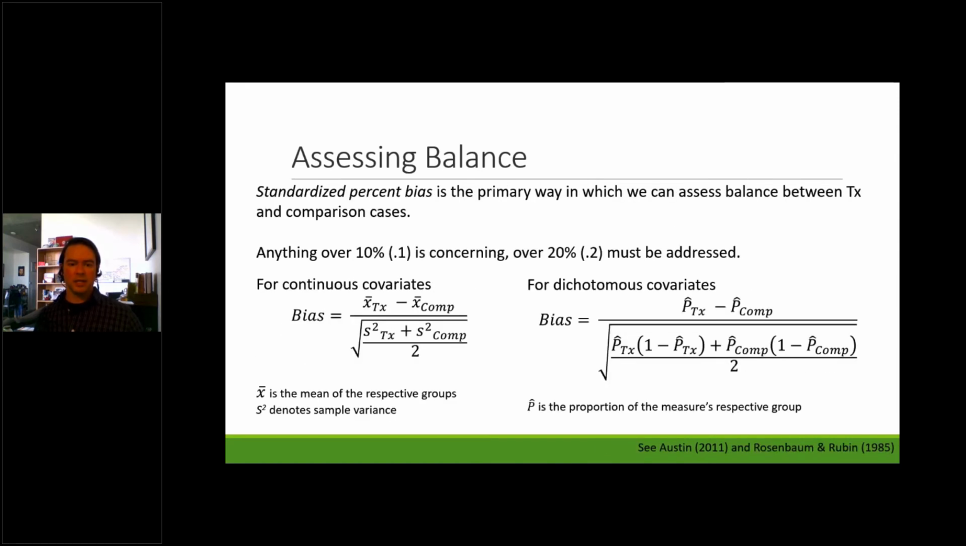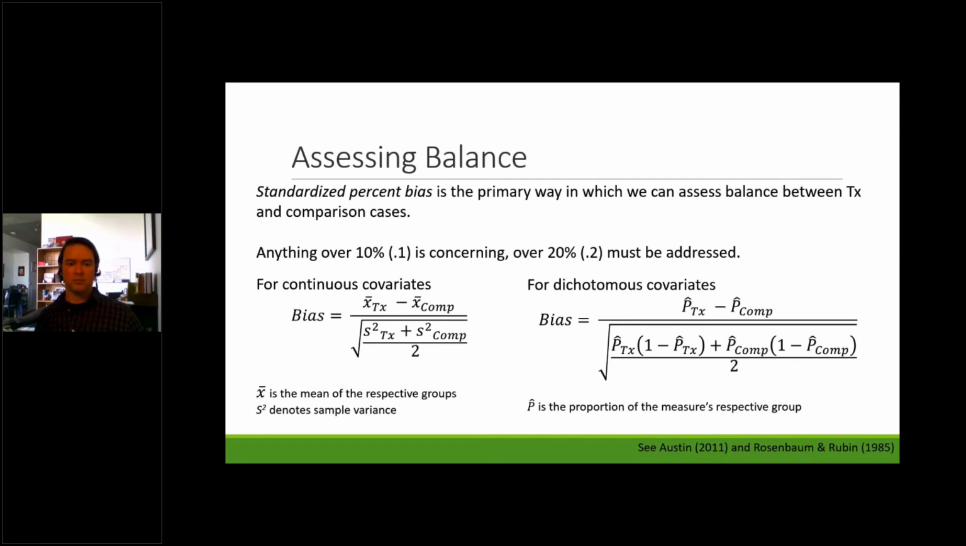The standardized percent bias is the primary way in which we can assess balance between the treatment and comparison cases. It's an effect size devised by Rosenbaum and Rubin, who also initially devised the concept of propensity score modeling. I recommend applying it to every covariate, and if categorical, then each category of all those categorical variables. Anything over 10% or 0.1 is concerning, and anything over 20% or 0.2 must be addressed.